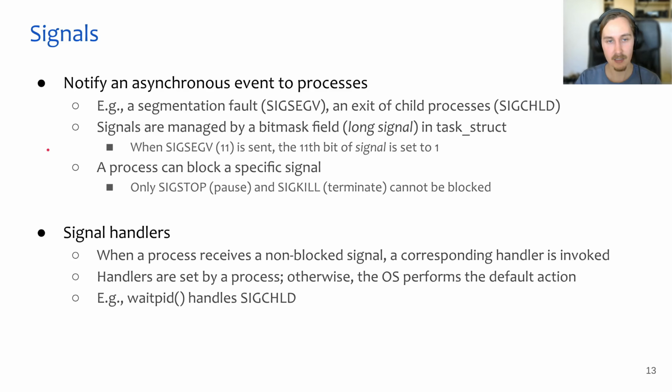In the end, these signals are just bit masks in the task struct, where each signal refers to one bit, and if the bit is set, then this signal will be injected into the process by interrupting it and calling a handler, a signal handler. Now processes can block some signals if they don't wish to receive them, if they wish to not be interrupted. But some signals like SIGSTOP or SIGKILL can't be blocked because they are directly enforced by the operating system.